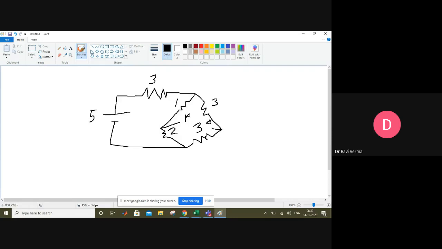So this is P and this is Q. You have to find the RTH seen from the points P and Q. You are seeing from this side, these are the two junctions. Whenever you have to find the RTH, you have to short circuit the voltage source. See, this is the voltage source of a potential of 5 volt.